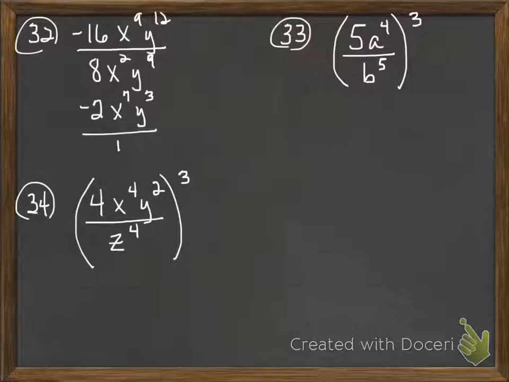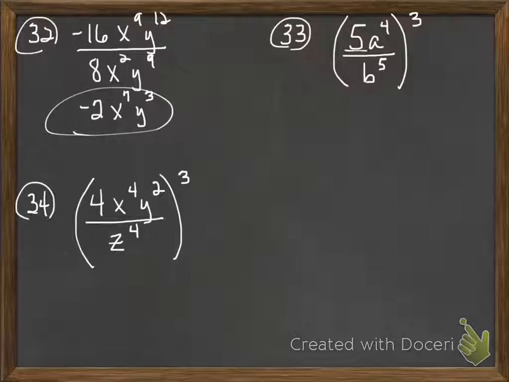That's an understood one. You can write it if you want to, but you don't usually see it there. And then that would be my answer, -2x to the 7th y to the 3rd. In number 33, I have a fraction inside parentheses raised to a 3rd power.